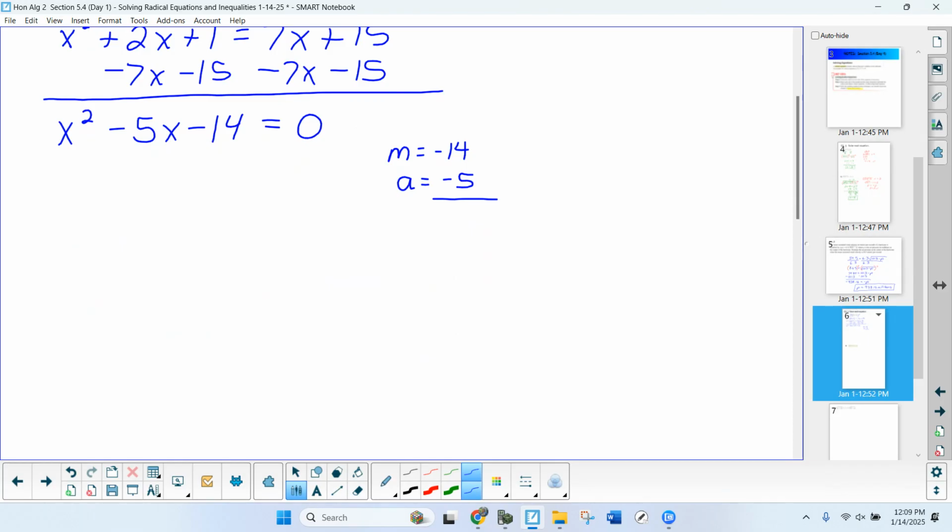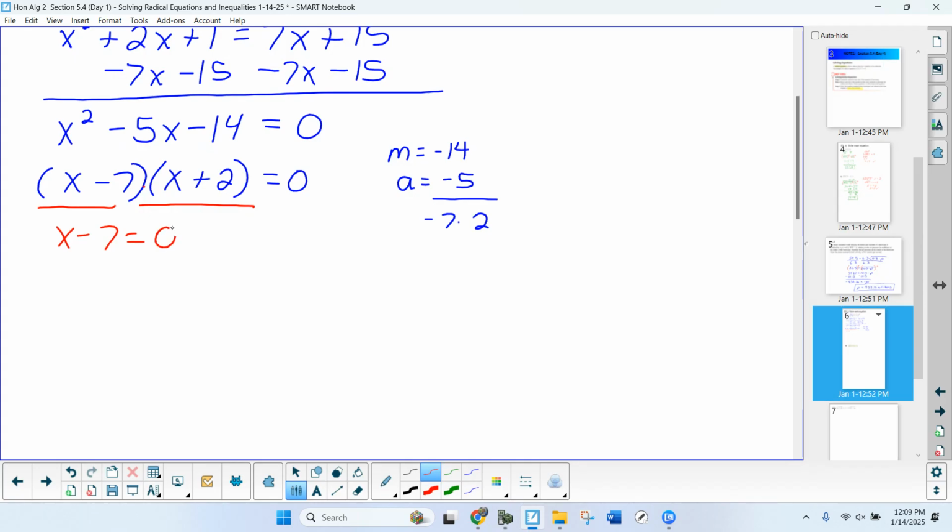Yes, negative 7 and positive 2. So you're going to write this x minus 7 and x plus 2 equals 0. Now, remember the rule was when you have this times this equal to 0, you set them each equal to 0. Most of you will skip that step and just come down and tell me x is either equal to what? Or negative 2. Now, don't circle your answers yet because we got to check them.